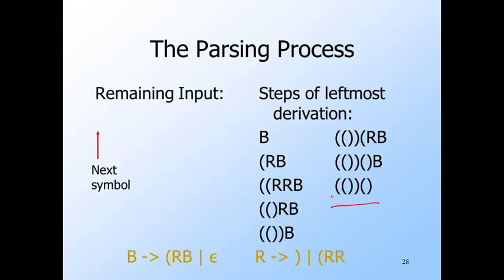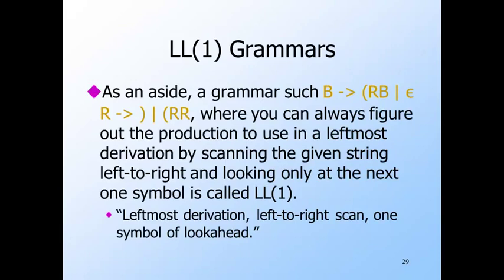Had we deviated from the choices we made at any step, the result of the leftmost derivation would not have been this input string of terminals. There is a name for grammars such as our example, where it is always possible to choose a unique production to use in a leftmost derivation of any string in the language, in the simple manner that we illustrated. At each step, we looked only at the first unmatched symbol of the input, and we were able to make the unique choice correctly. Such a grammar is called LL(1), standing for leftmost derivation, that's the first L, left to right scan, that's the second L, and one symbol of look ahead.